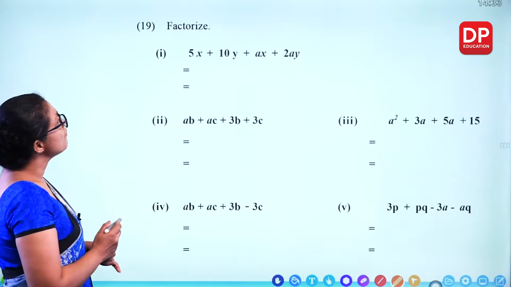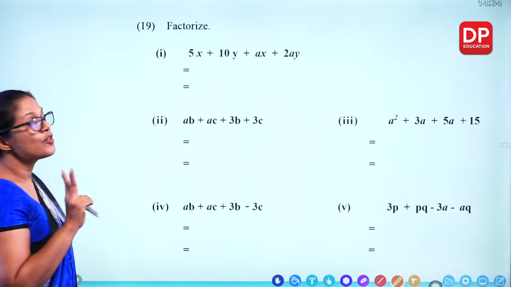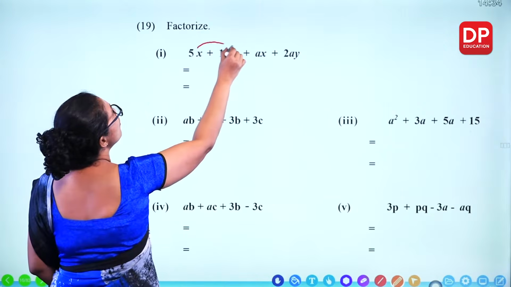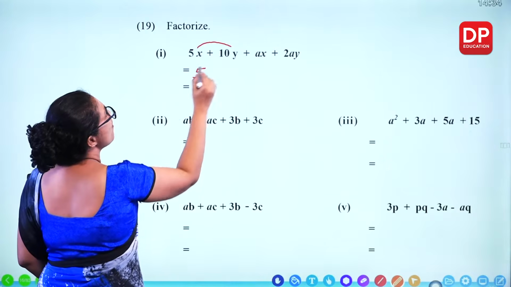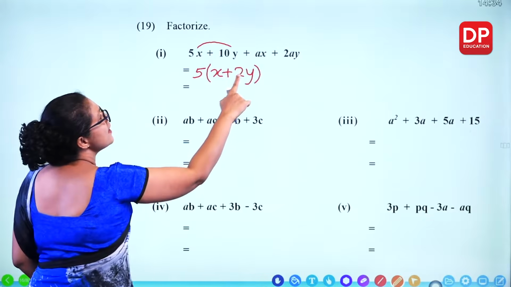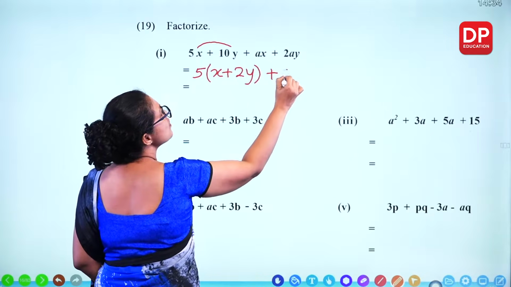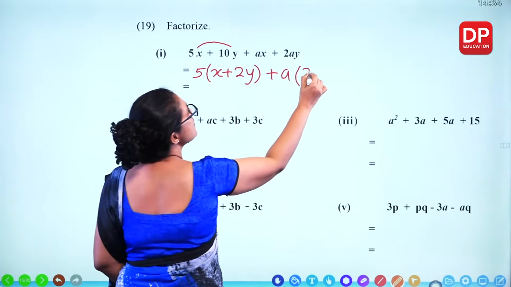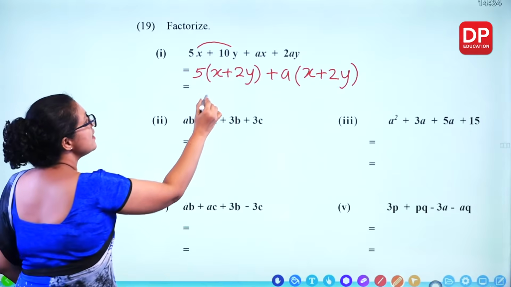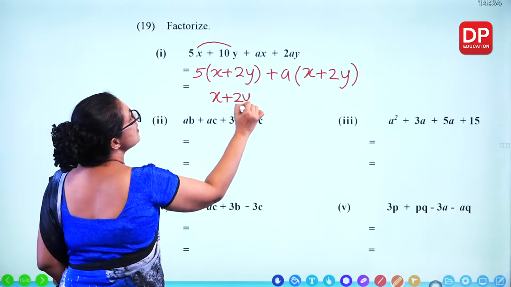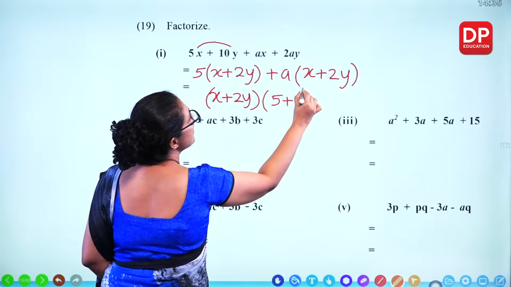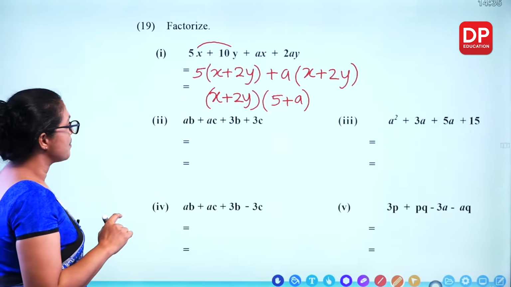Take this question, factorize. When you factorize, you have to take 2 terms at once. So when you take these 2, take 5 out, 5 is common, the remaining part is x plus 2y. Now a is common, plus a, take it out, what's remaining? X plus 2y. Now x plus 2y is common, take it out, and the remaining part, that's 5 plus a. You write in the other bracket.